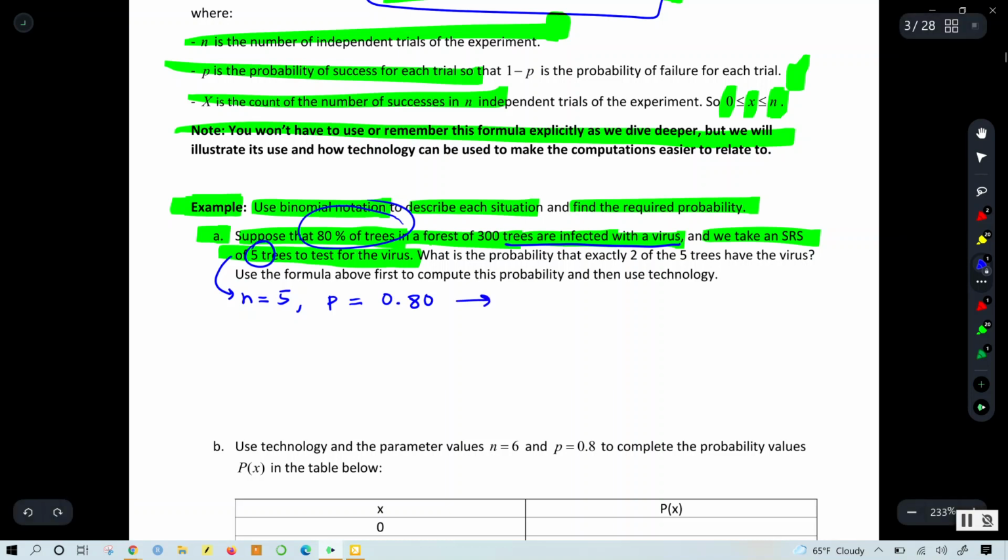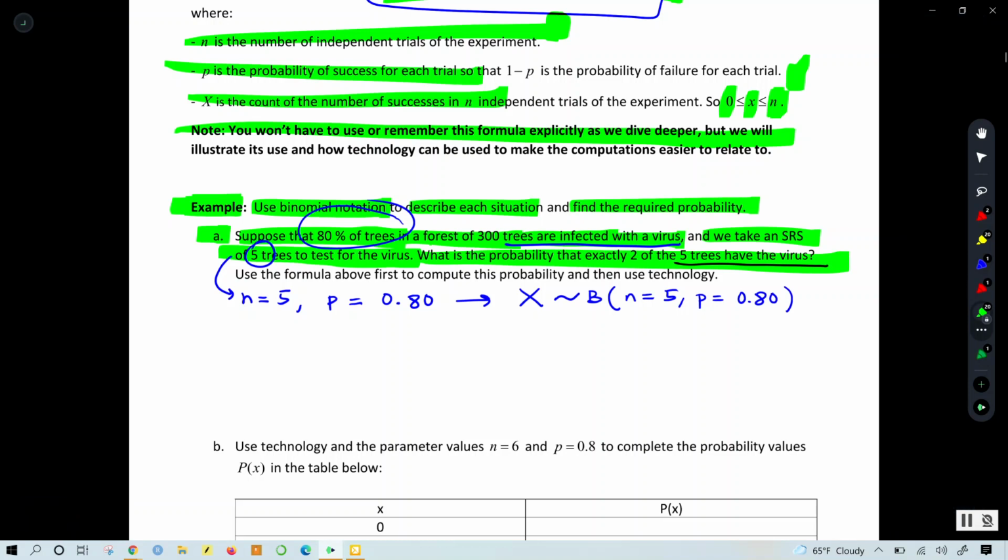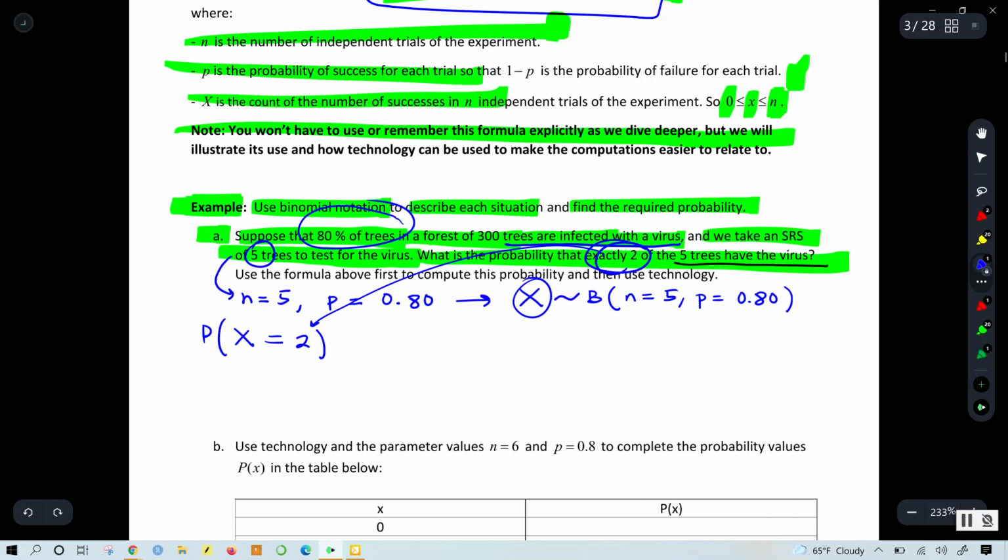Now, this tells me immediately that x, the number of trees that have the virus, definitely follows the binomial distribution with n equals 5 and p equals 0.80. With that said, I am ready to focus on the question. What is the probability that exactly 2 of the 5 trees have the virus? So, the probability that x, the number of trees that have the virus, is exactly equal to 2. That is what this question wants us to find. This is a probability tied to a binomial experiment.